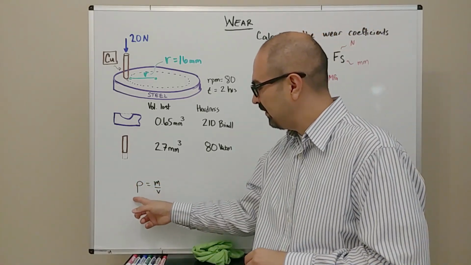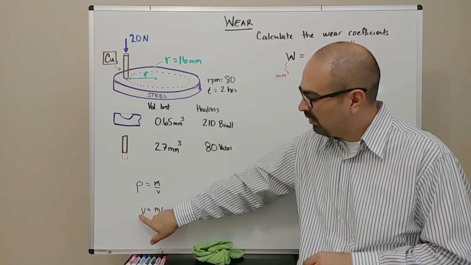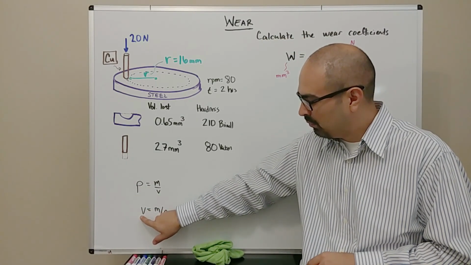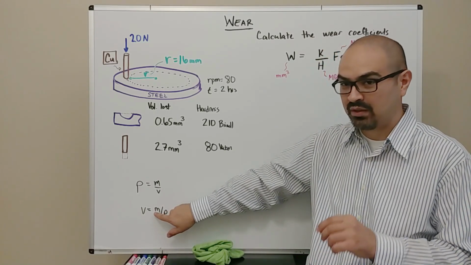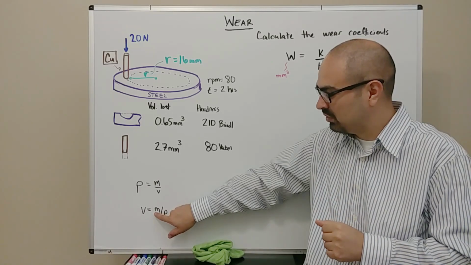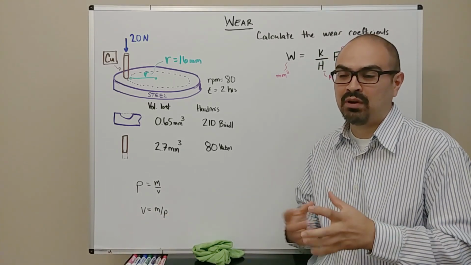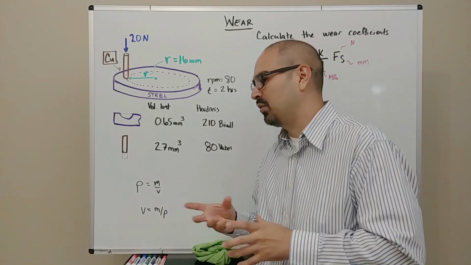And because we know the density from the starting materials, very quickly we can calculate the volume of the material that was lost by taking the mass, which we can calculate from the weight that we measured, and then divide it by the density, so we can get the volume of material that was worn away.